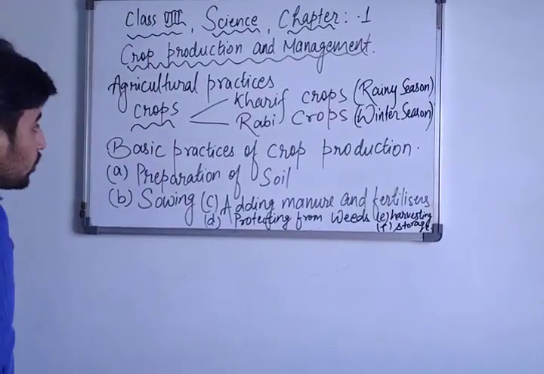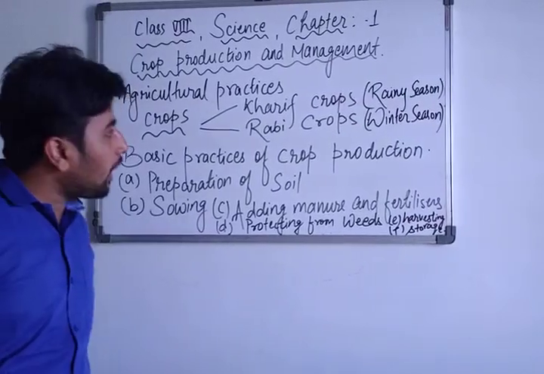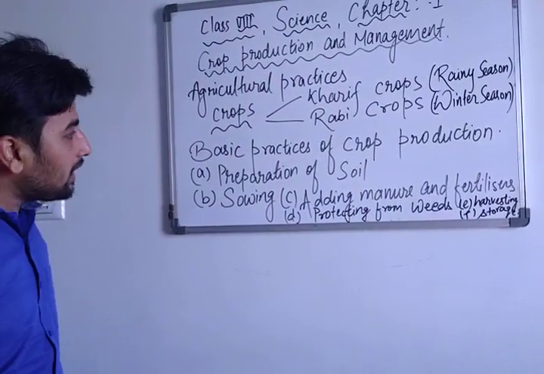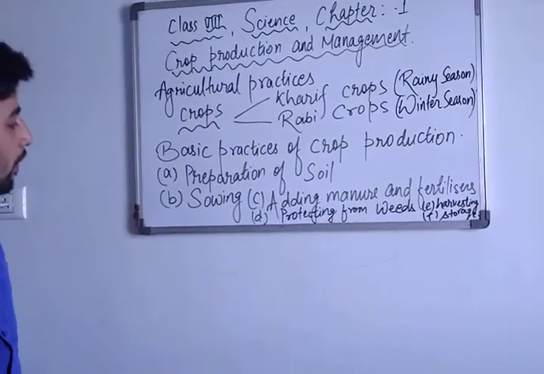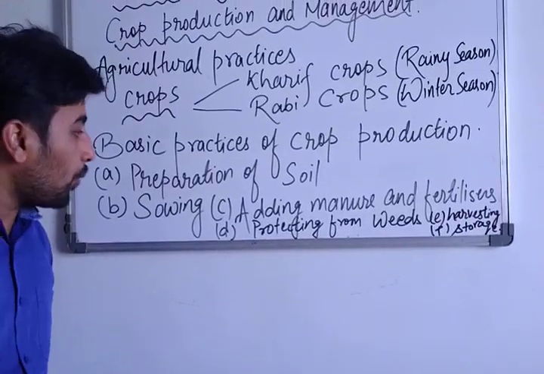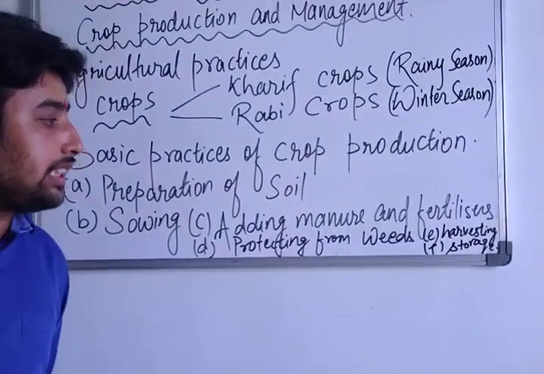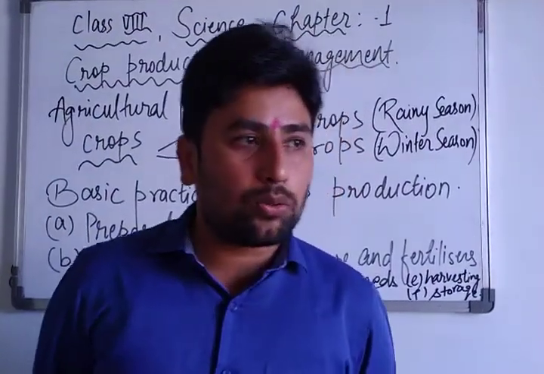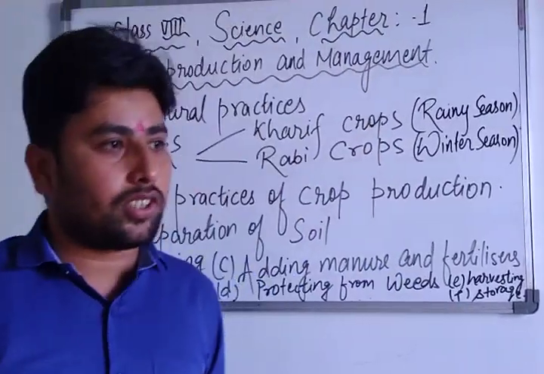How to do agriculture, and I have already informed you about crops. There are two types of crops, kharif crops and rabi crops, and then the basic practices of crop production. There are a few names given: preparation of soil, sowing, adding manure and fertilizers, protecting from weeds, harvesting and storage. First of all, let us discuss what equipment is required to do agriculture.